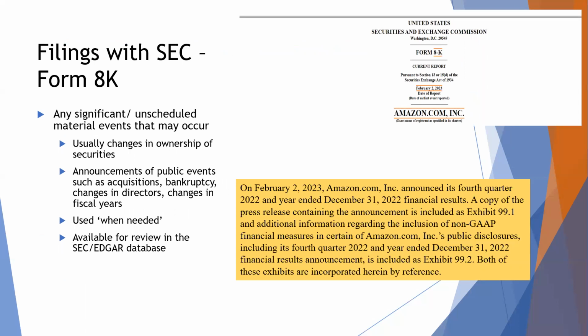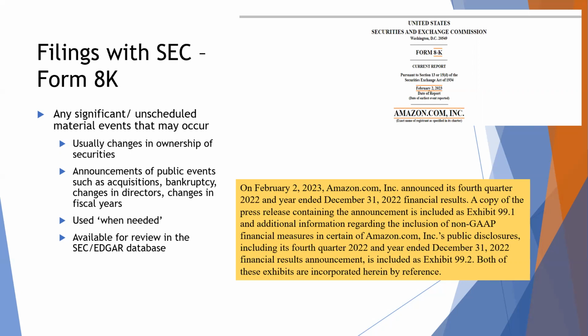The 8K is to provide information to shareholders and to the public on any significant material events that may have occurred. Now, some of these could be changes in the percentage of ownership of securities. People have bought or sold 5% usually or more of their shares. It could be announcements such as potential acquisitions of other companies, potential bankruptcy, changes in the board of directors. Perhaps they've changed their fiscal year from maybe March 1 to December 1.